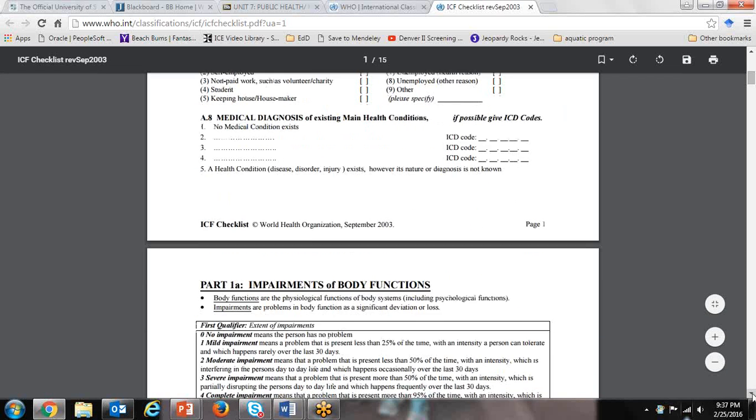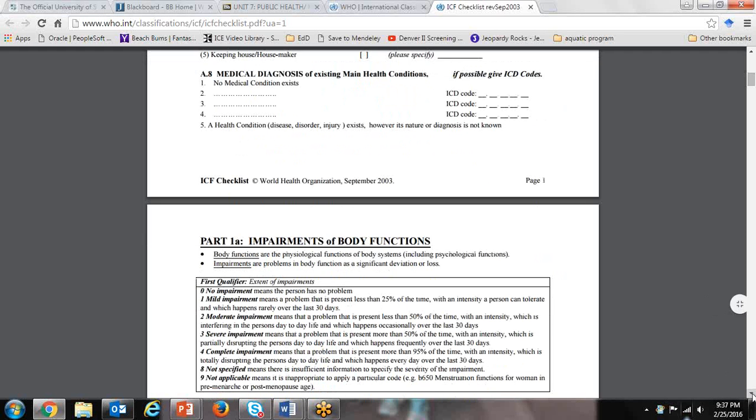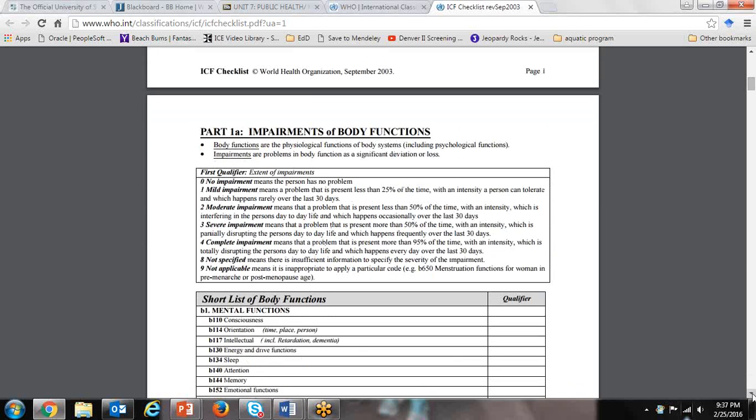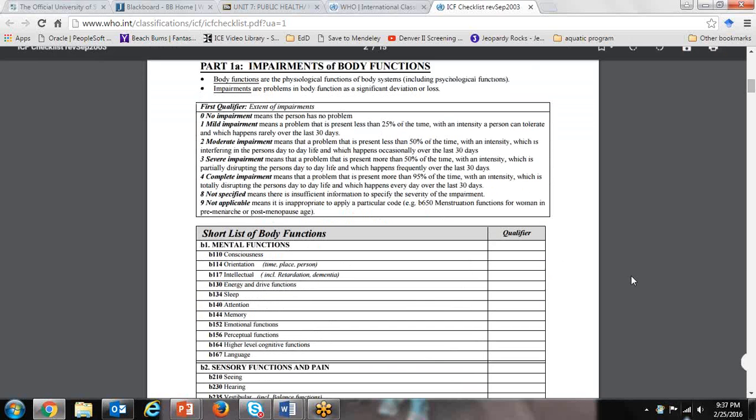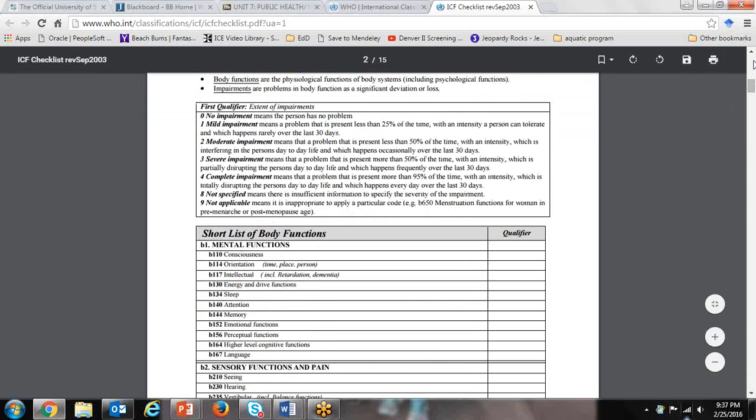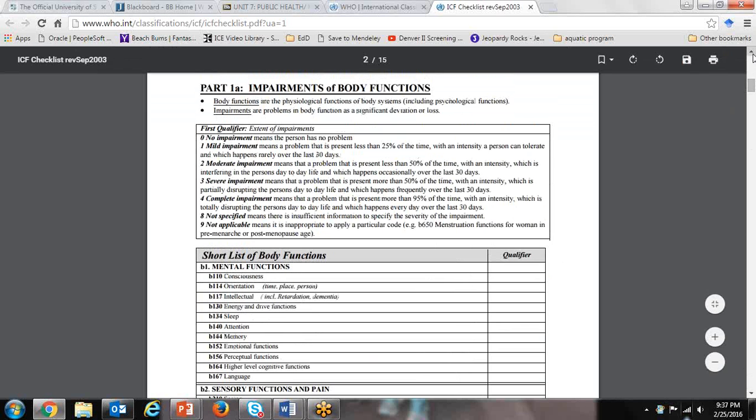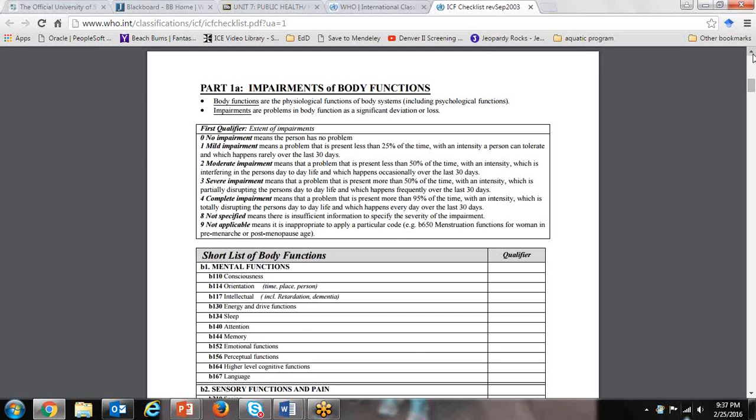As you'll remember, the ICDs come from the same system, the International Classification System, developed by the World Health Organization. So part one of this is, let me scroll up a little bit so you can see, is for impairments of body function. And it gives you definitions as you go along, and it's very self-explanatory checklist. It gives you a qualifier number, and you're looking for the extent of impairment. So the first set of qualifiers for impairments of body function are looking at no impairment, mild impairment, moderate impairment, severe, complete, not specified, or not applicable.